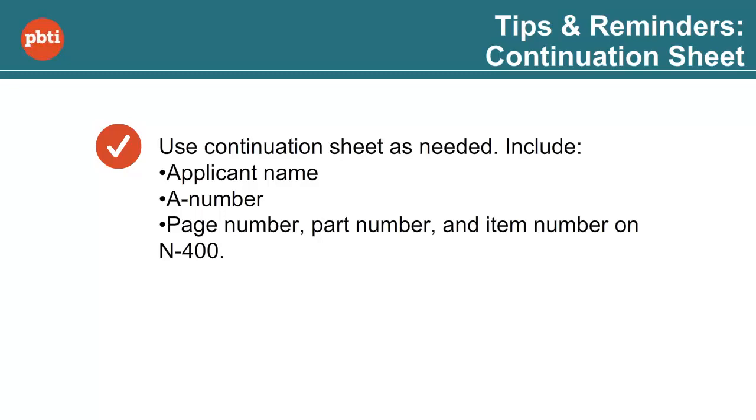Many nonprofit organizations use pre-existing templates for continuation sheets and will provide those to you if available. Otherwise, at a minimum, each continuation sheet must include the applicant's name, their A number, the page number, part number, and item number on the N-400 that the continuation sheet is referring to.